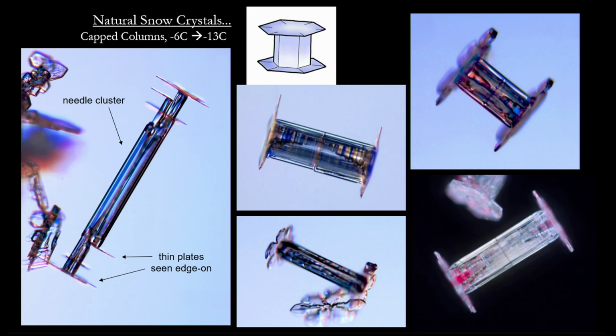Okay. These are also kind of strange looking. These are called capped columns, and it's a column, and then later on it turned into a plate. And these did not grow at constant conditions. The column grows around -6, and then the plate's around roughly -13, give or take. And these are quite easy to find if you go looking for them.